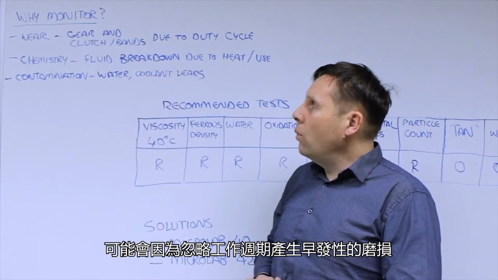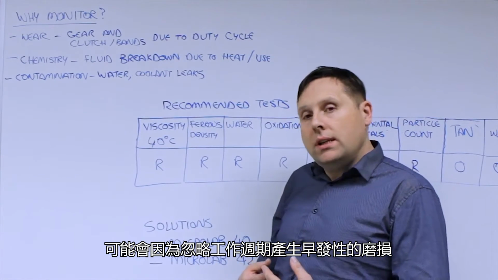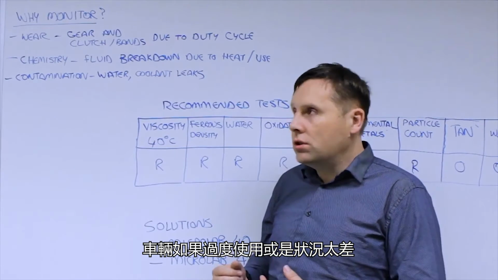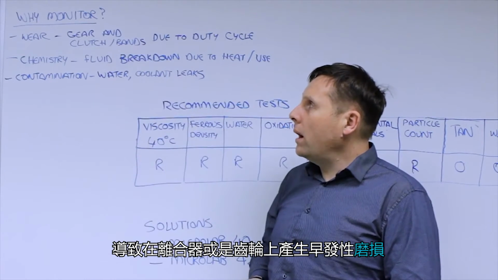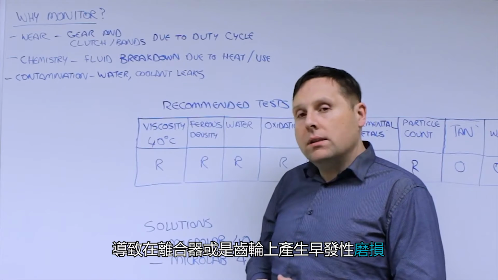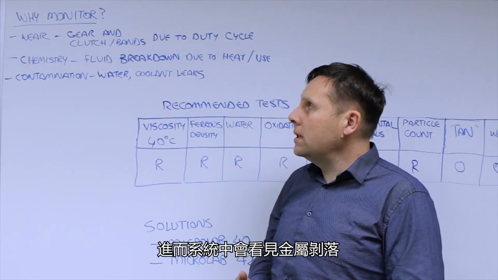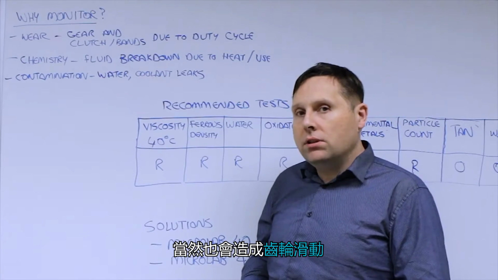You can get excessive wear due to the duty cycle. The vehicle is being driven too hard, the conditions are too tough. You get excessive wear on the clutch bands and on the gear sets that can cause that metal fuzz that you know about showing up on the system, and of course it can lead to gear slippage.